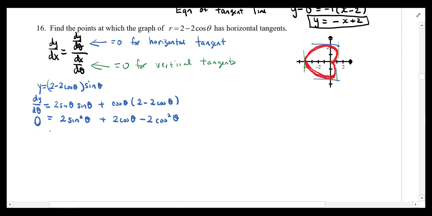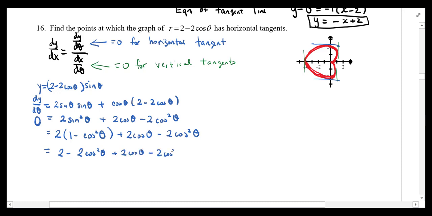Oh, this is your pre-calculus knowledge. That's where it comes into play. Sine squared is 1 minus cosine squared. Right on. That's where you learned all that stuff from pre-calculus 12. 2 minus 2 cosine squared, plus 2 cosine squared minus 2 cosine squared. I have here negative 4 cosine squared theta plus 2 cosine theta plus 2.